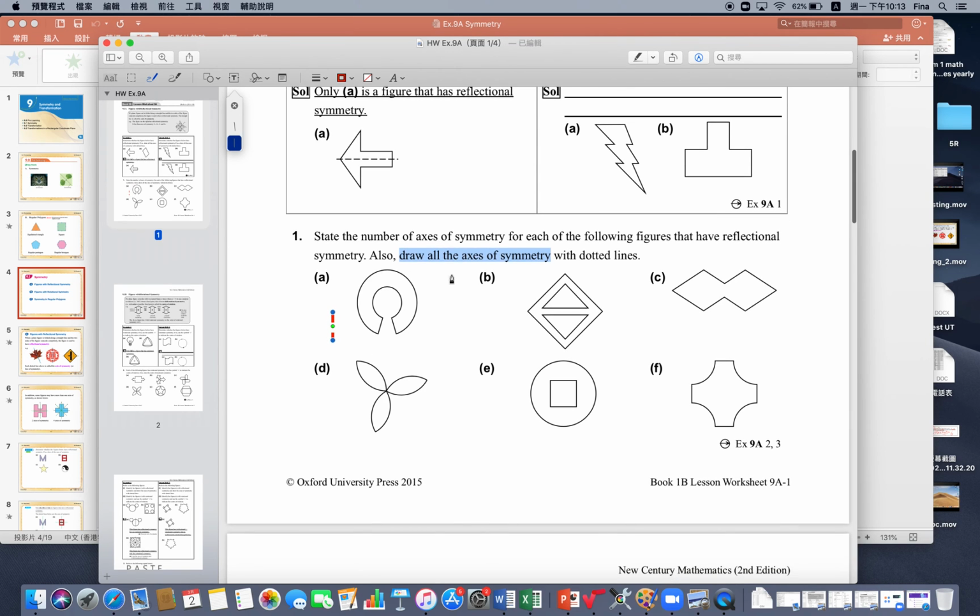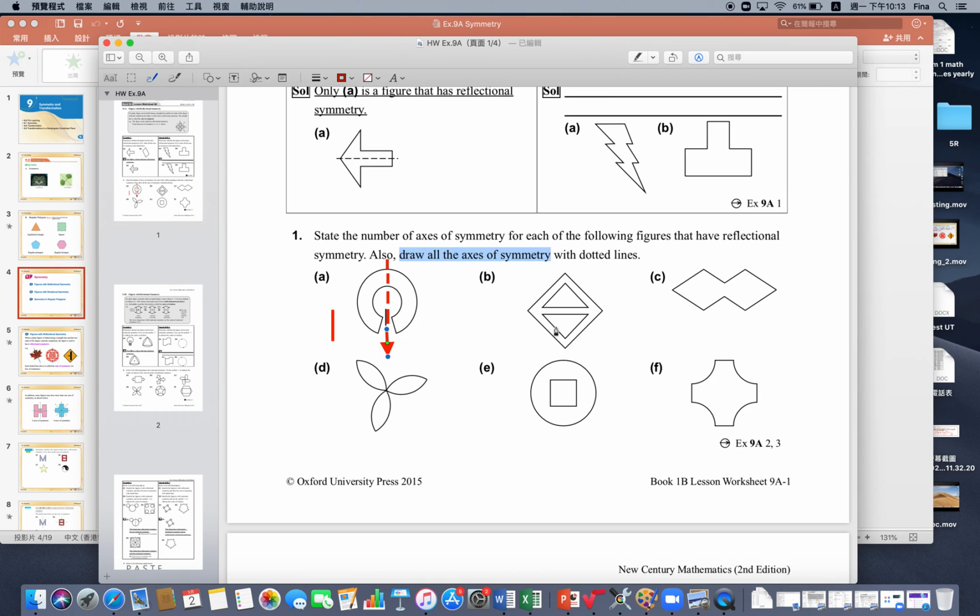And then you have to draw all the axes of symmetry, because for here, you have to write down the number 1. And then next is to draw the axis of symmetry here. I may use the dotted line. For this one, there's an arrow here, but it doesn't matter. Okay, you can see that there are 2 jobs. First of all, write down the number of axes of symmetry, and next, draw the axis of symmetry.